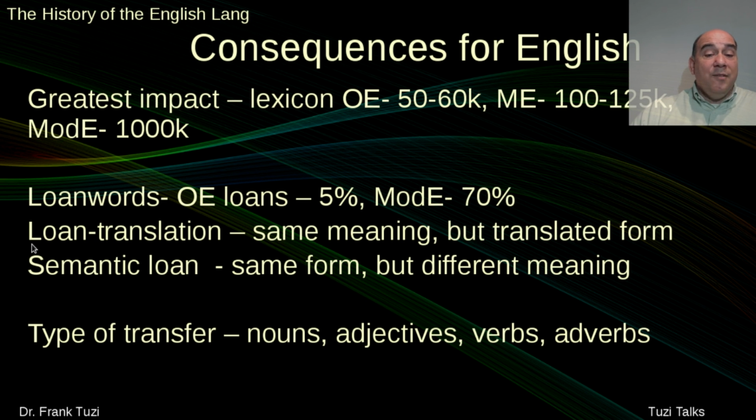We also have loan translations, where the idea of a word is translated, and actually the ideas of the actual words are translated. My favorite example is the word Superman. We have this idea of who Superman is, but if you go back and look at the German literature, Übermann or Übermensch is the actual Superman, the man above. Has a different meaning, but we've taken that word.